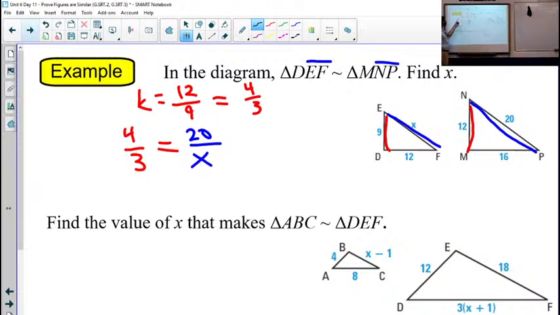If I want to get rid of this fraction, 4 over 3, that's 4 divided by 3. Fraction is just division. So we undo division by multiplying. So if I want to get rid of this 3 on the bottom, I'm going to multiply both sides of the equation by 3. And that'll get rid of the fraction on the left side. But that doesn't get rid of the fraction on the right side.